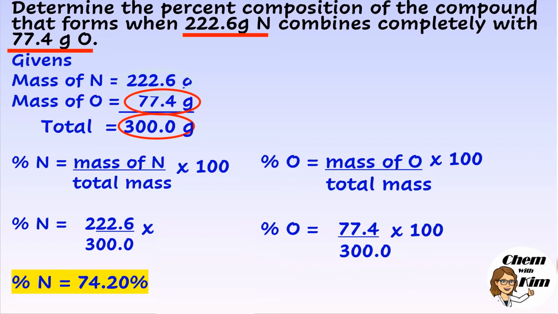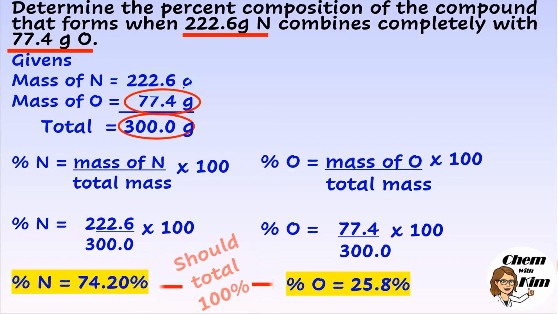The total hasn't changed. It's still 300.0. We're going to divide those numbers, multiply by 100, and the answer comes out to be 25.8% oxygen. Now remember, those two percentages should add up to 100. And if they do, we know we don't have any errors in our calculations.